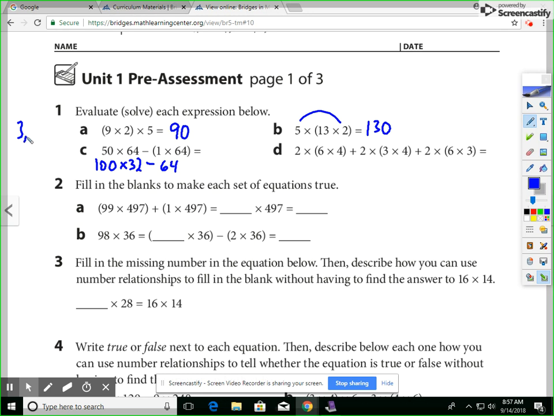So we have 3,200 minus 64. Subtracting with zeros could be tricky, so sometimes I just like to do it kind of mentally, take some notes. So if I have 3,200, take away 60, if it was just 60, that'd leave me with 3,140. And then I have to take off the 4, so we're at 3,136 for our final answer.